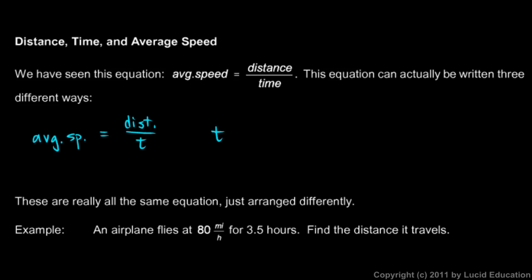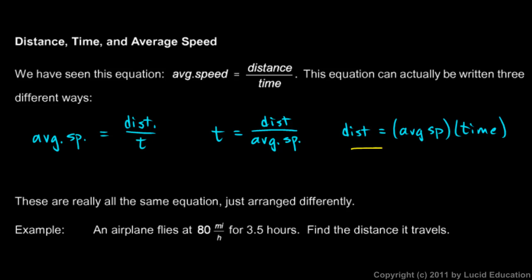But I could also write the equation this way. I could write time is equal to distance over average speed. That really tells me the same thing. If this is true, then mathematically that has to be true as well. These two equations are really the same equation. They're just rearranged differently. And I could also arrange it this way. I could say distance is equal to the average speed times the time.